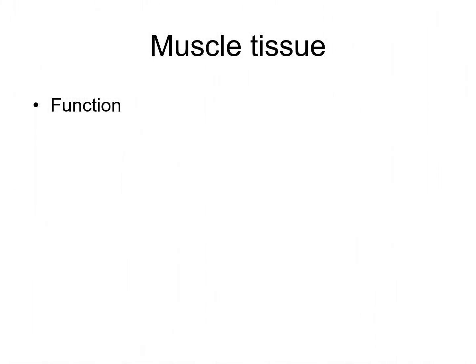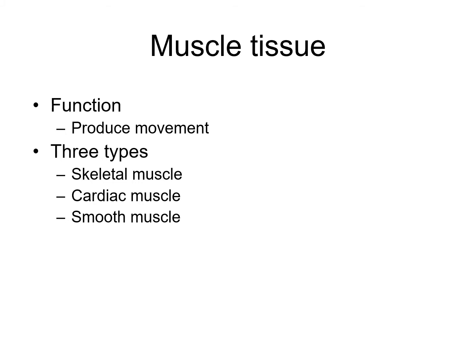Muscle tissue. All muscle tissue has the function of producing movement. There are three types. They are skeletal muscle, cardiac muscle, and smooth muscle.